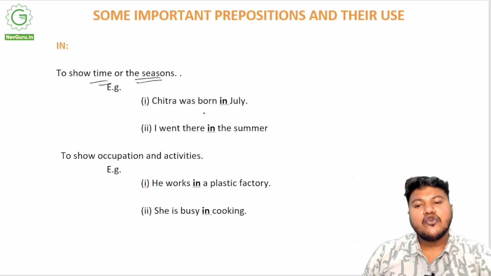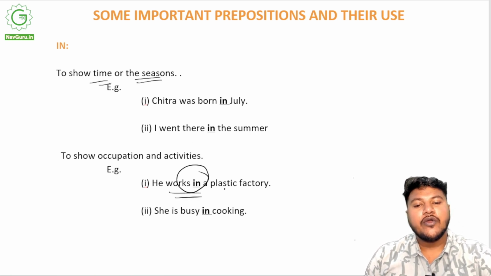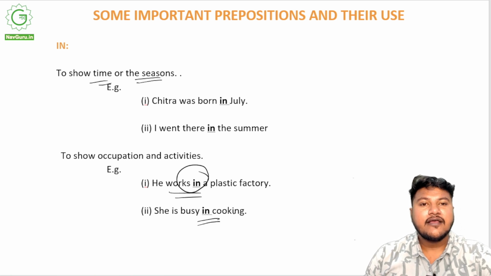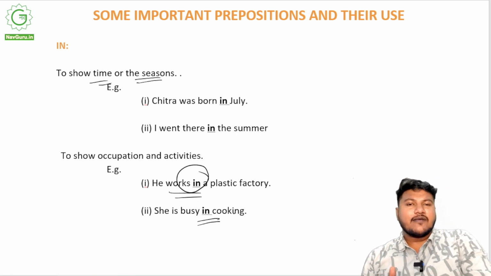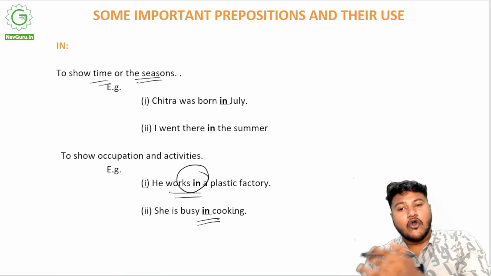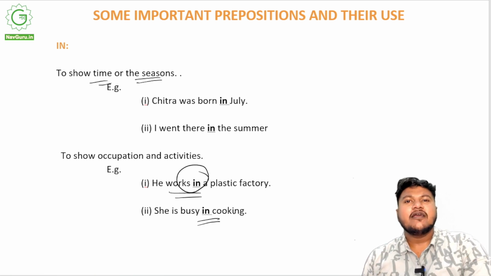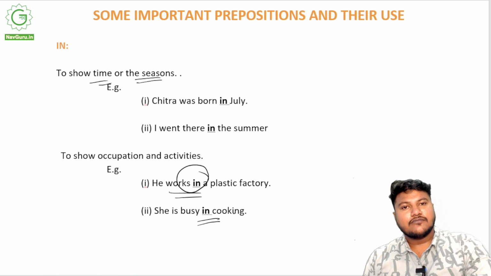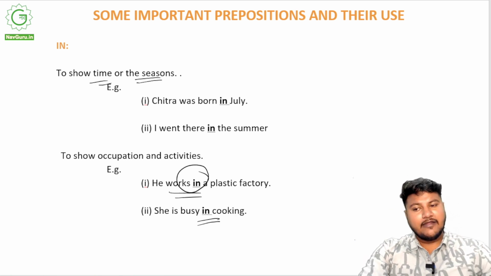In addition to that, to show occupation and activities, like where do you work? He works in a plastic factory. In. What is she doing? She is busy in cooking, right? So if someone is occupied somewhere, or if someone is doing something, someone is participating in an activity, if someone's job is something, or if someone is just preoccupied with something, we can say that they are in whatever work that follows or the place that follows, right?